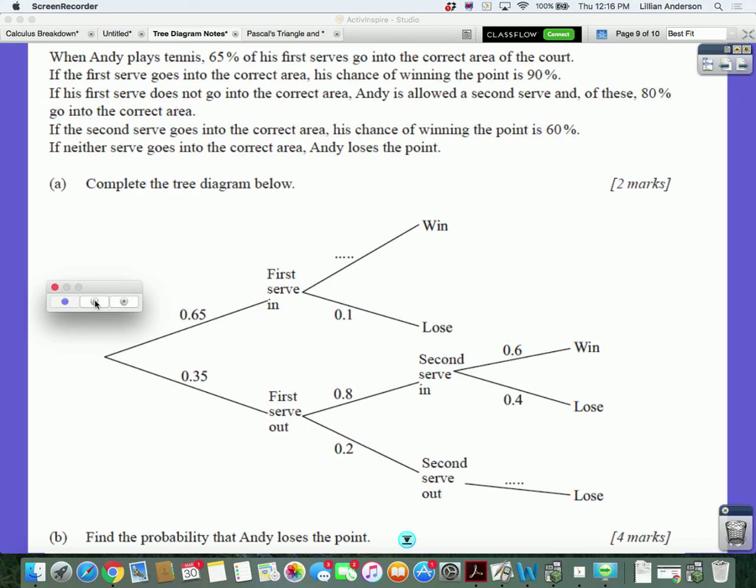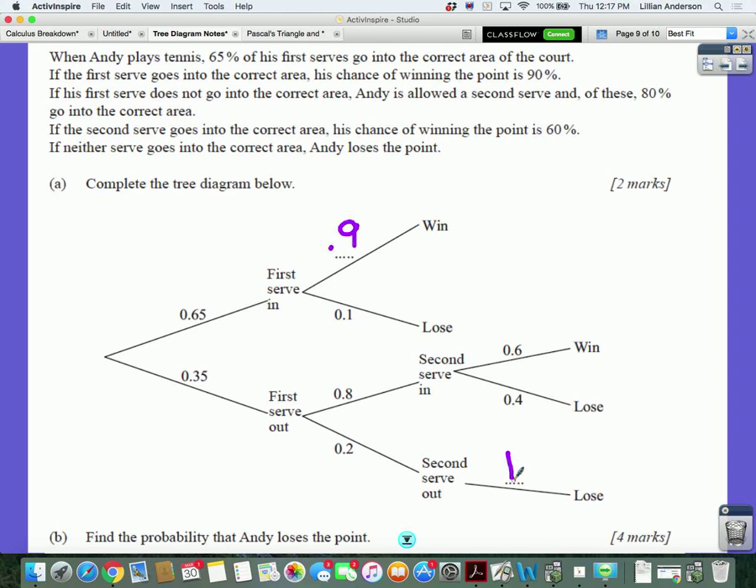All right. So, if Andy plays tennis, 65% of the serves go in, so that means 0.35 go out. If his first serve goes in, then his chance of winning the point is 90%. So, what goes here? 0.9. And you knew that if he loses 10% of the time, then clearly he won 90% of the time. However, if his first serve goes out and he serves it again, if it goes in, there are his outcomes. But if it goes out, clearly, what goes here? One. Because you lose the point 100% if it goes out both times. So you have to find the probability that Andy loses the point.